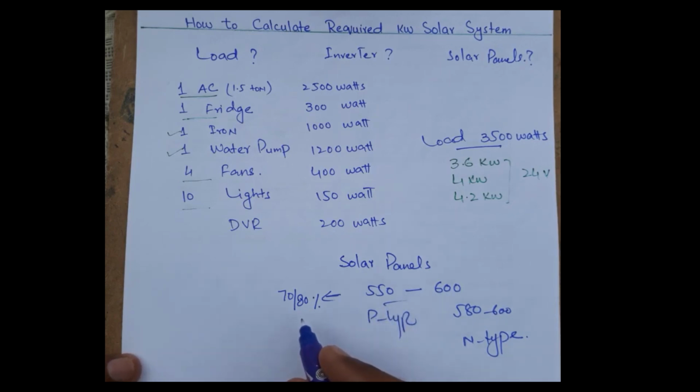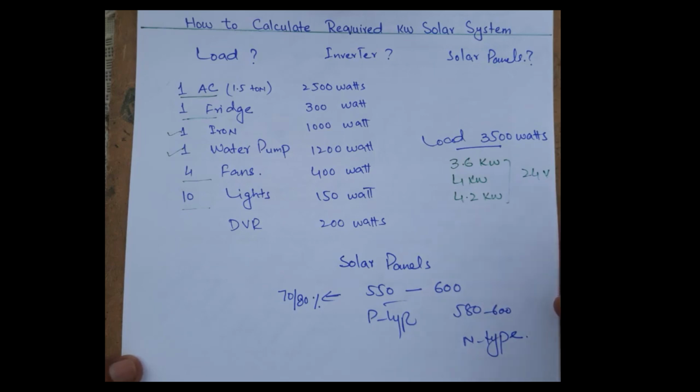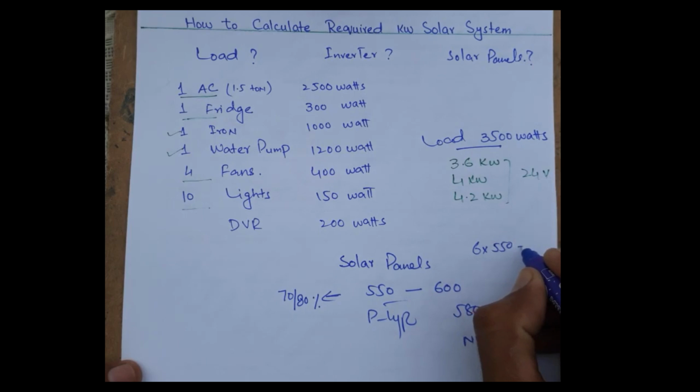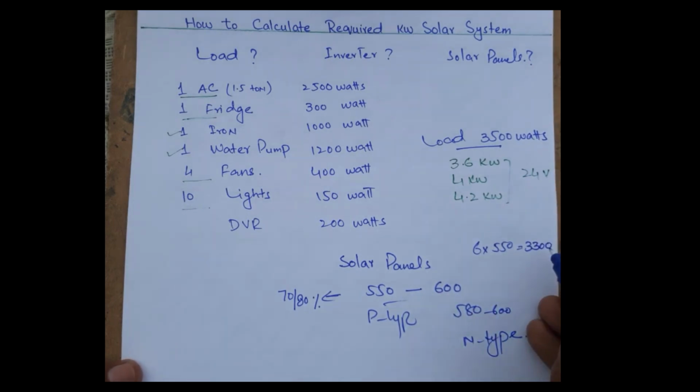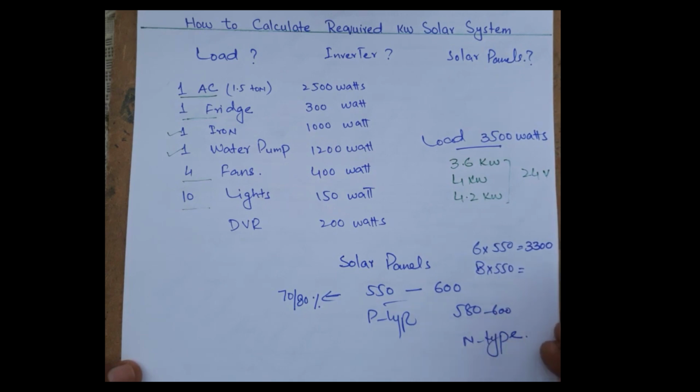Step 2. Total load calculation. The narrator now totals up the wattage of all these appliances to understand the total load. The main appliances are the AC, 2,500 watts, fridge, 300 watts, and the combined load of fans, lights, and other devices, 3,500 watts. The narrator includes a few extra devices, like cameras and DVR systems, which would add around 200 watts to the total.